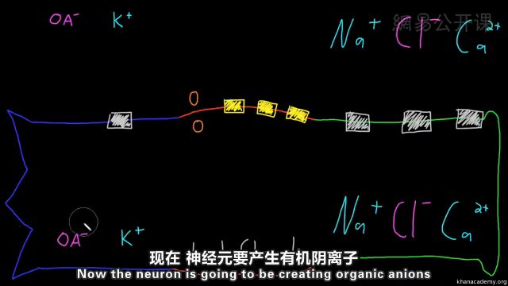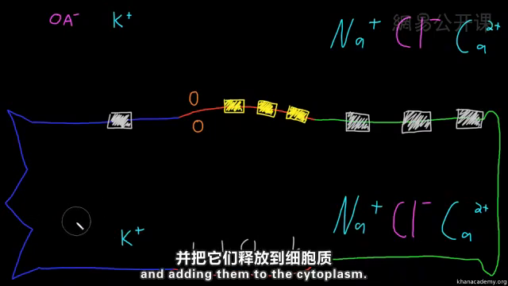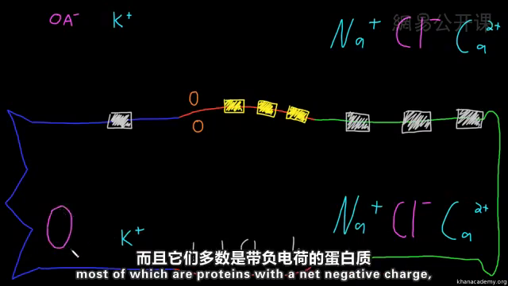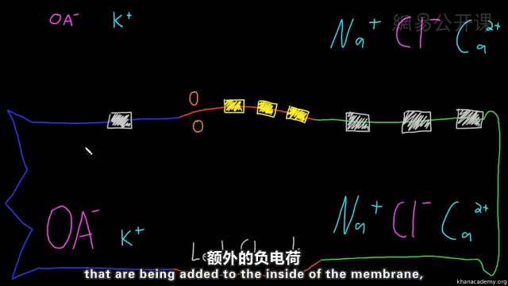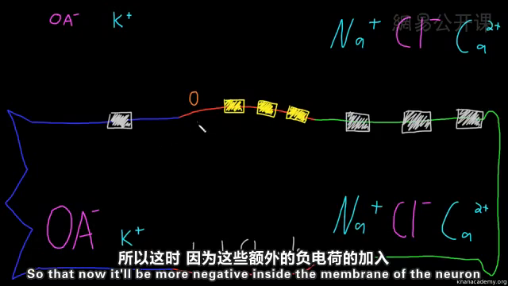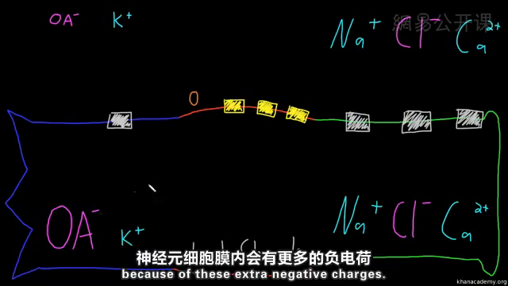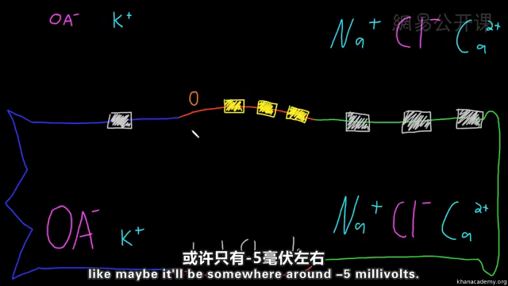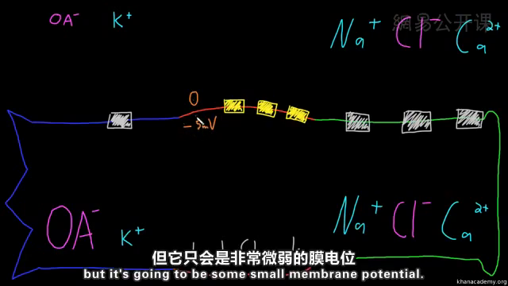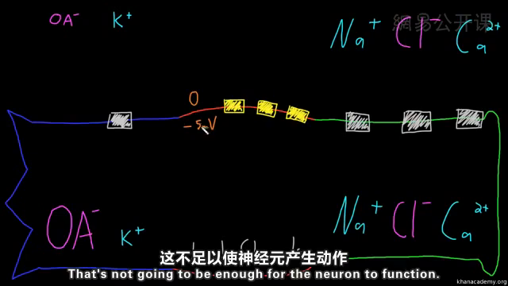Now the neuron is going to be creating organic anions and adding them to the cytoplasm. And as organic anions are being created, most of which are proteins with a net negative charge, these extra negative charges being added to the inside of the membrane are going to create a small membrane potential, so that now it'll be more negative inside the membrane of the neuron. But this will be something small, maybe somewhere around -5 millivolts. I don't actually know what this would be, but it's going to be some small membrane potential that's not going to be enough for the neuron to function.